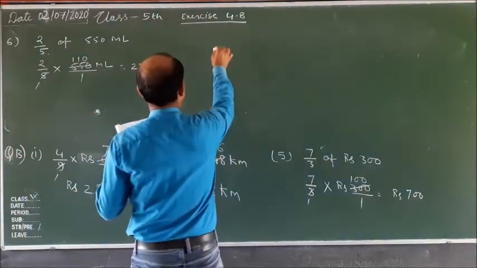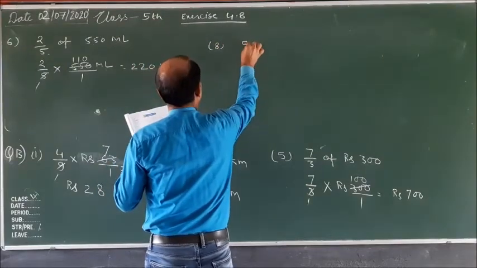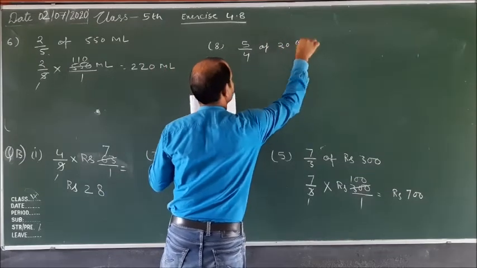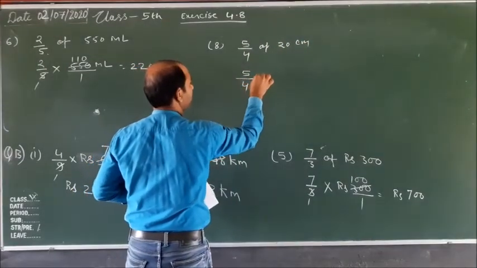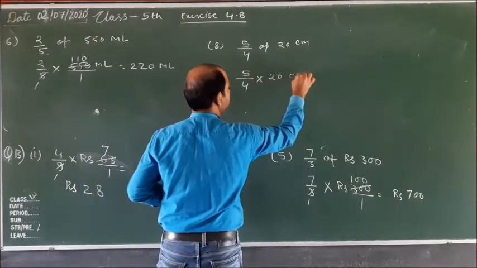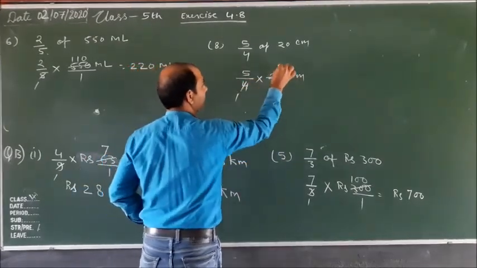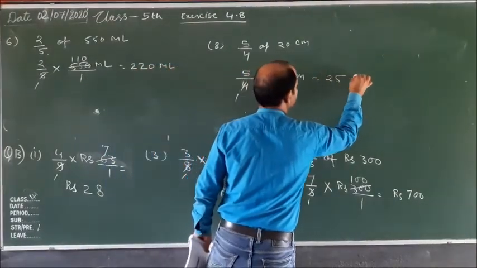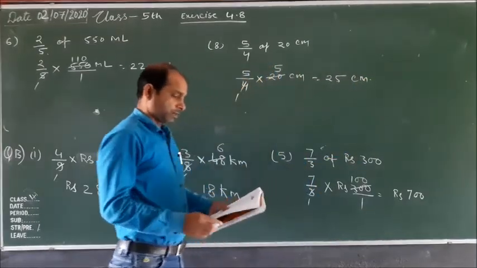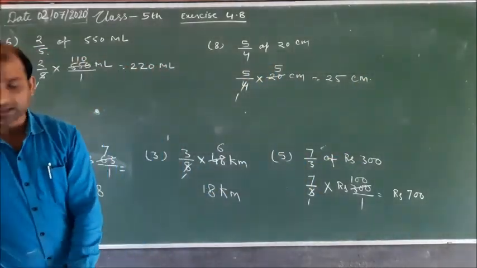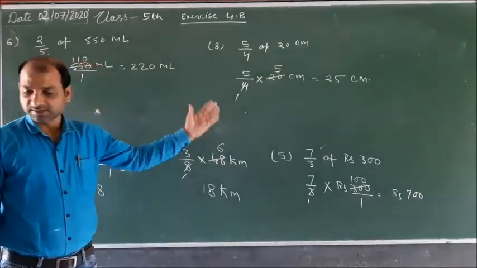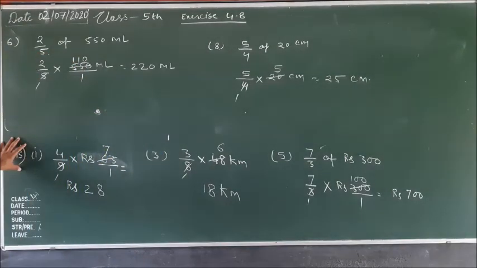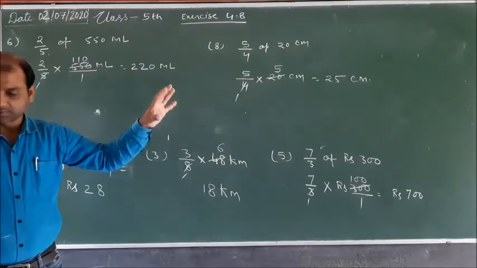Now the question number 8, my dear students. 5 upon 4 of 20 centimeter. So 5 upon 4 multiply 20 centimeter. 4 ones are 4, 4 fives are 20. Then 5 fives are 25 centimeter. So my dear students, this exercise is completed. Exercise 4.2, only 2 questions, first question and this is question number B. So this exercise is completed, students.